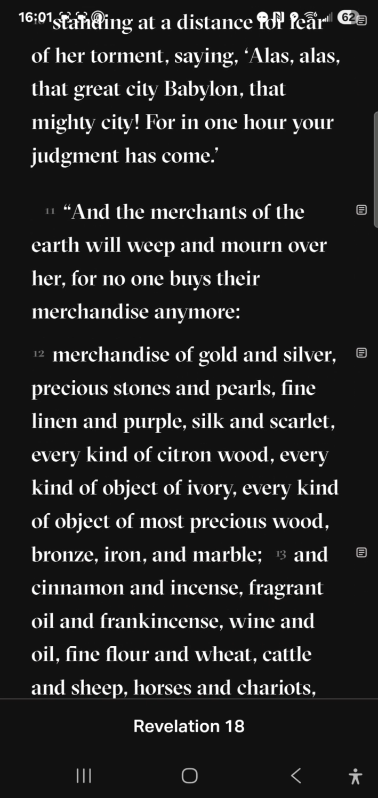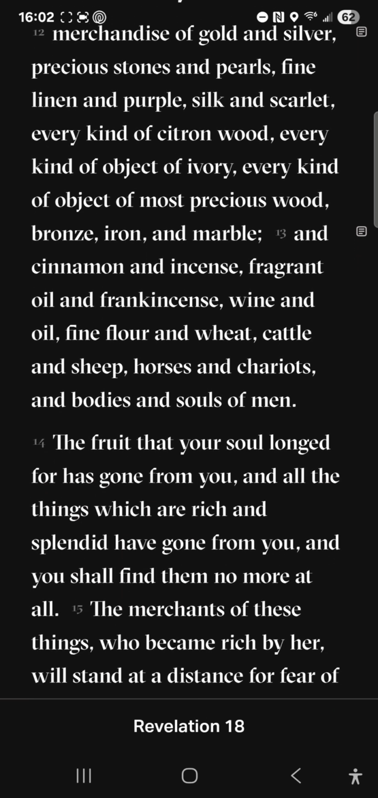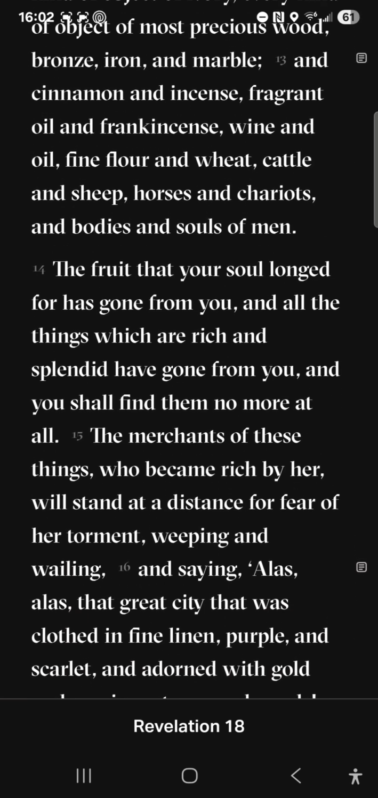Merchandise of gold and silver, precious stones and pearls, fine linen and purple, silk and scarlet, every kind of citron wood, every kind of object of ivory, every kind of object of most precious wood, bronze, iron, and marble, and cinnamon and incense, fragrant oil and frankincense, wine and oil, fine flour and wheat, cattle, sheep, horses and chariots, and bodies and souls of men. Wow, that last one, and bodies and souls of men. Nobody's going to buy them anymore.